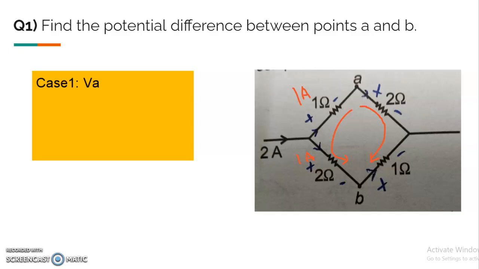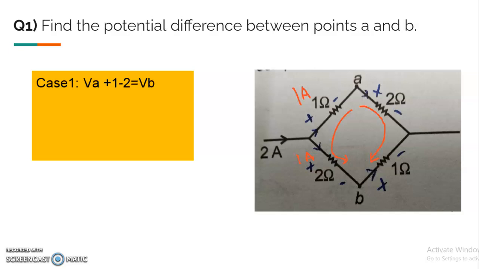Now let me tell you that whenever we are calculating the potential from negative to positive, the polarity should be positive. And if it's from positive to negative, we should write it as negative. Now since we are traveling along this direction and it is from negative to positive, we'll write plus 1 volt. And now since for this 2 ohm, it is from positive to negative, we are going to write minus 2, equal to VB.